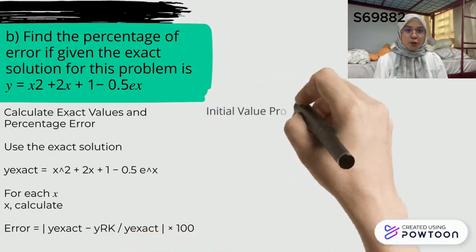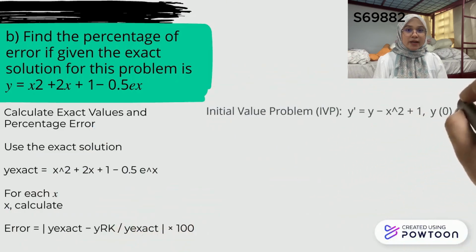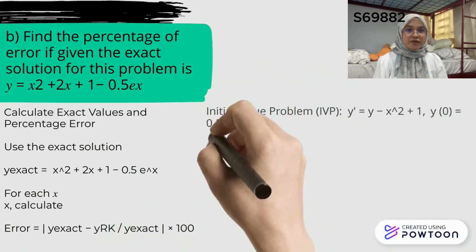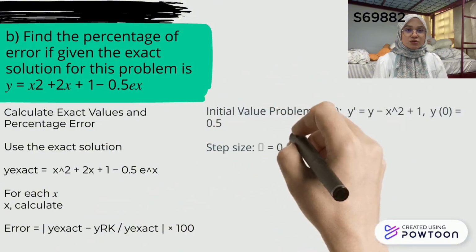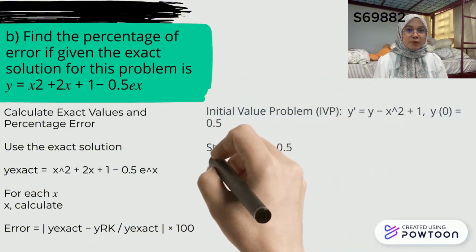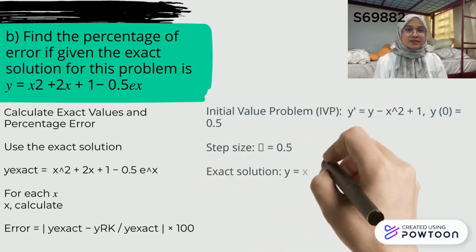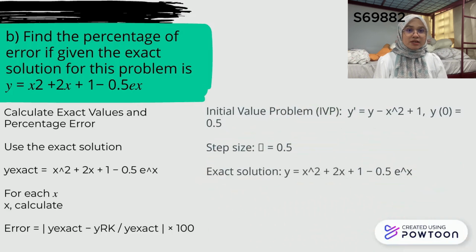Initial value problem: y prime equals y minus x squared plus 1, y(0) equals 0.5, step size equals 0.5, exact solution y equals x squared plus 2x plus 1 minus 0.5 exponent x.